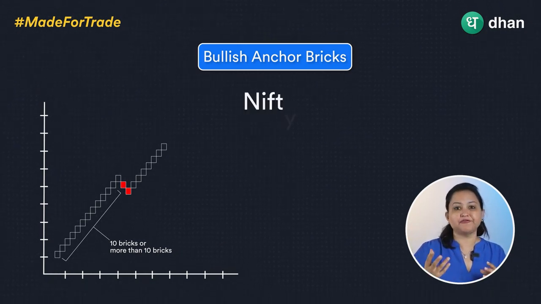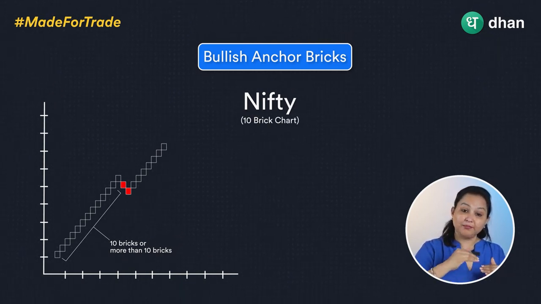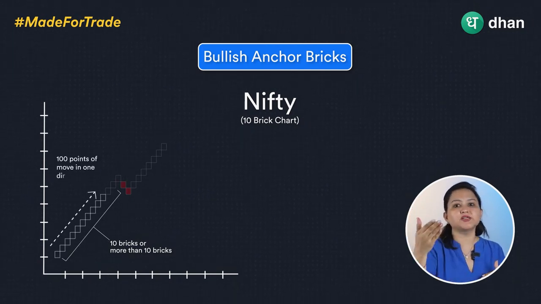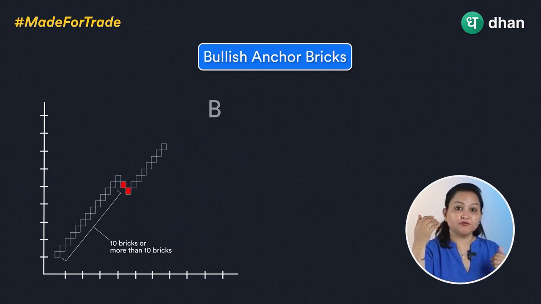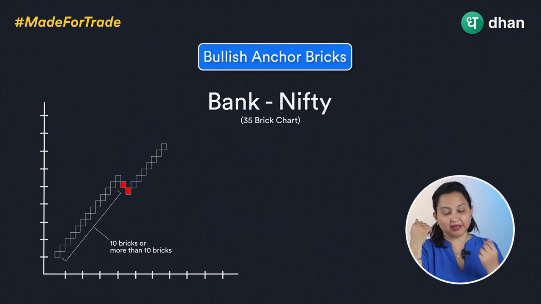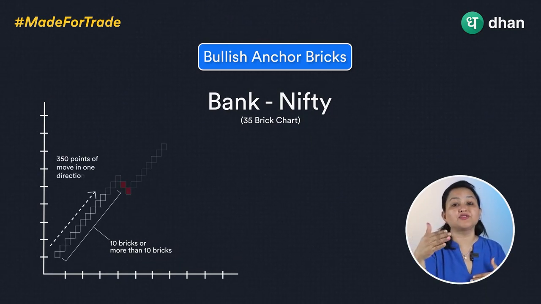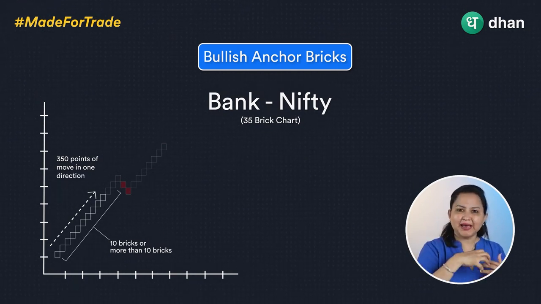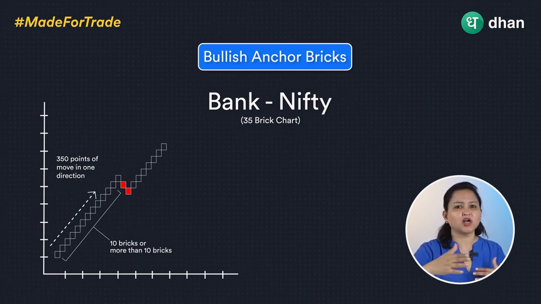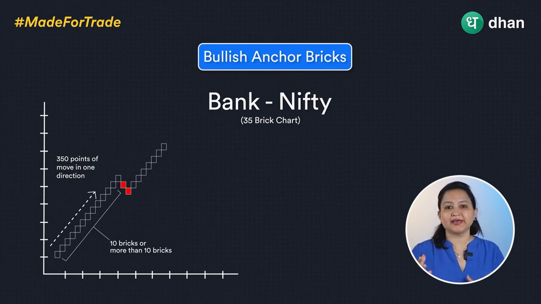So imagine if Nifty 10 points chart is what we are using, or a 10 brick chart, 10 points, 10 bricks back to back printed in one direction means 100 points of a move in one direction. In case of Bank Nifty, if we are using a 35 brick chart, 10 bricks relentlessly in one direction means a move of about 350 points in Bank Nifty. Imagine the strength in those bulls, the bulls are just not allowing a single brick pullback as well. That's where the anchor brick gets printed.